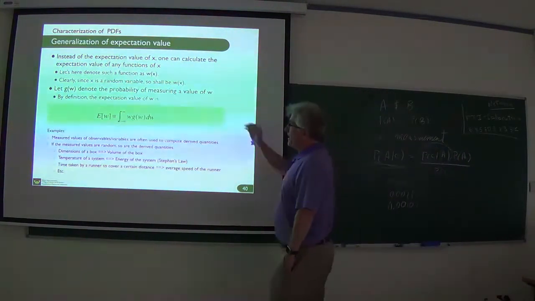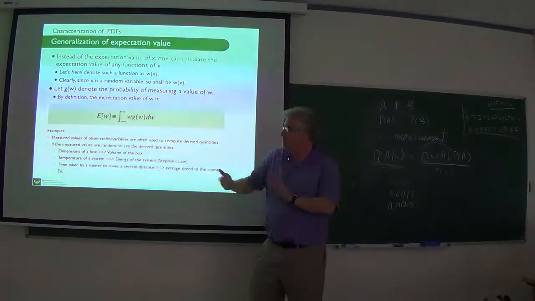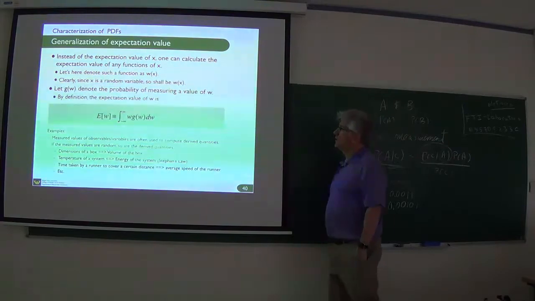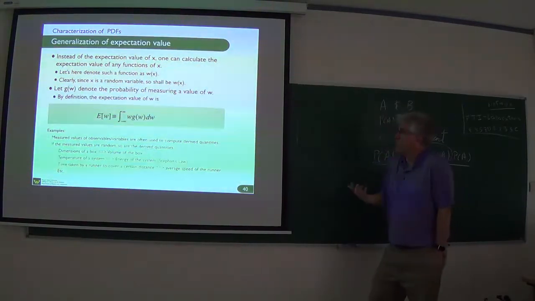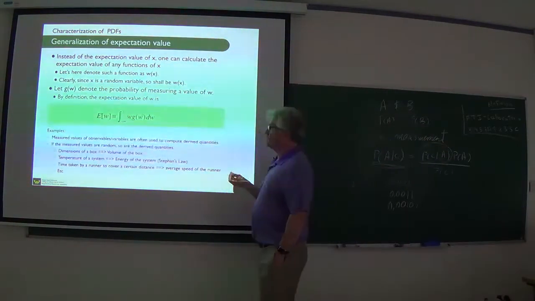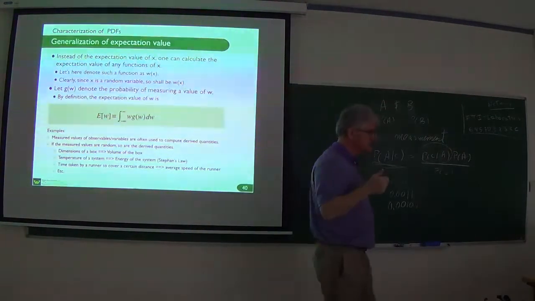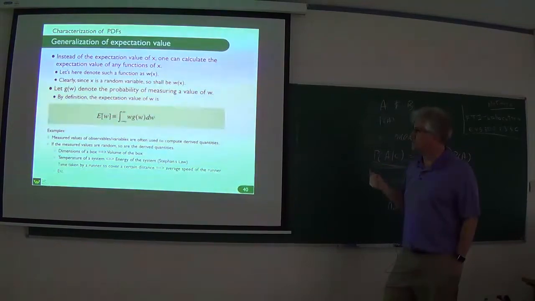And so if X is random, because I'm measuring it, W will also be random. And so then I can ask myself, okay, what is the expectation value of this quantity? And how does it relate to the expectation value of X?